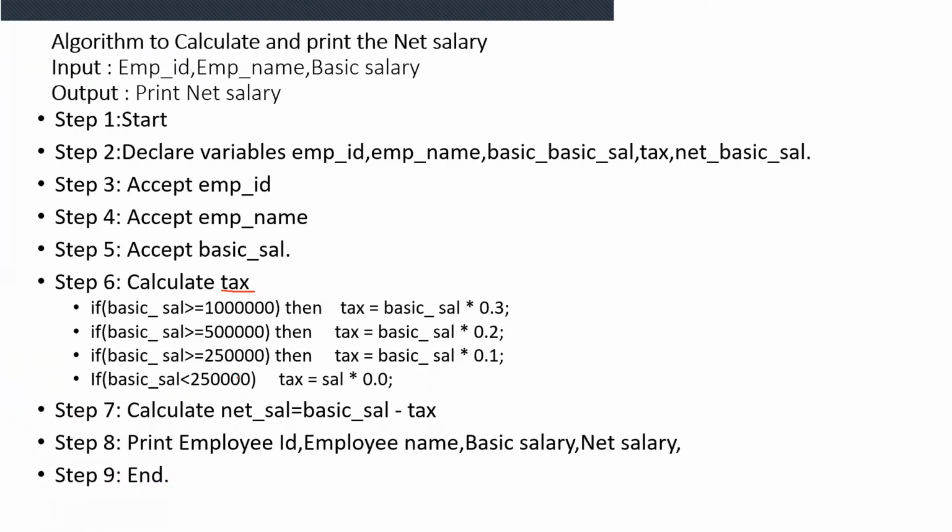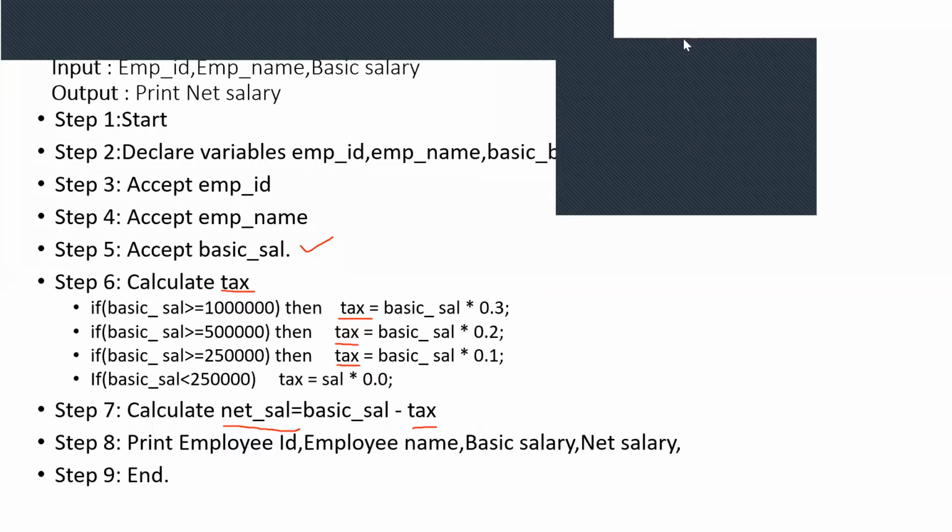In the next step, we will be calculating the net salary. In order to calculate the net salary, we are just reducing the tax from the basic salary. We had accepted basic salary over here, right? So from that, whatever tax we calculated, either if it is greater than 10 lakhs or greater than 5 lakhs, we have kept the tax ready, right? So that tax is reduced from the basic salary. So we calculated the net salary.